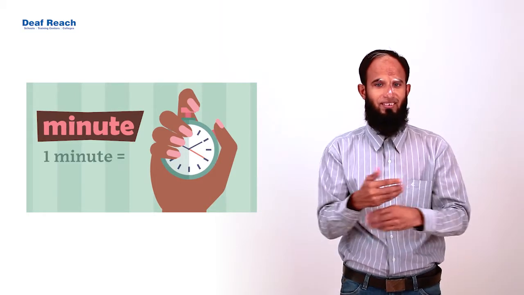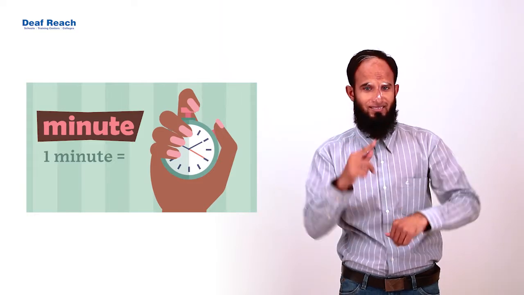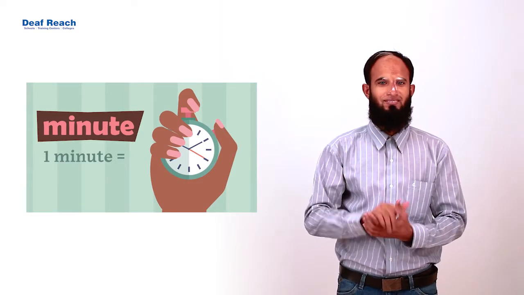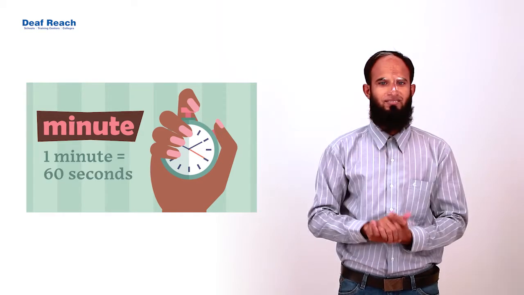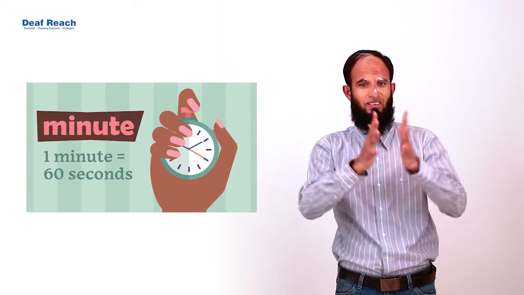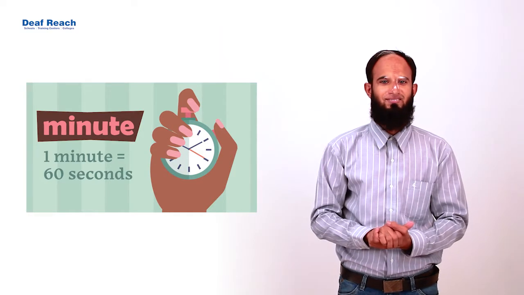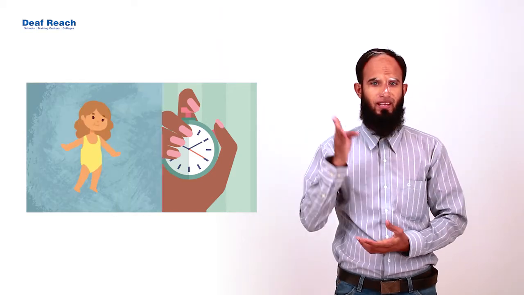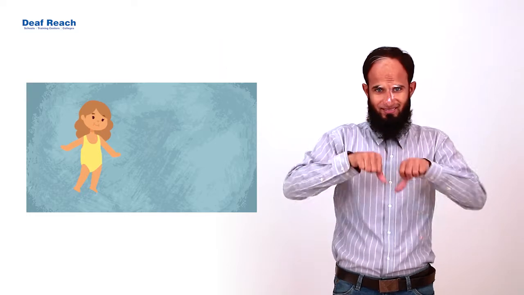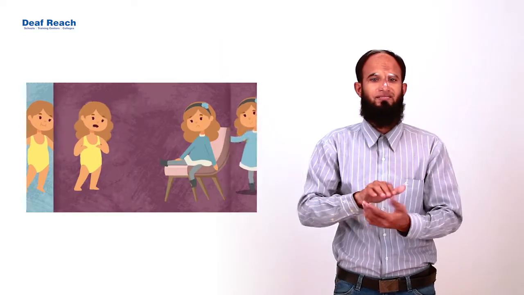The minute is the next largest unit of time. 1 minute is equal to 60 seconds. Although a minute is longer than a second, it is still a short period of time. You might be able to hold your breath for 1 minute, or hop on one foot for a minute. However, you would not be able to do these things for 1 hour.